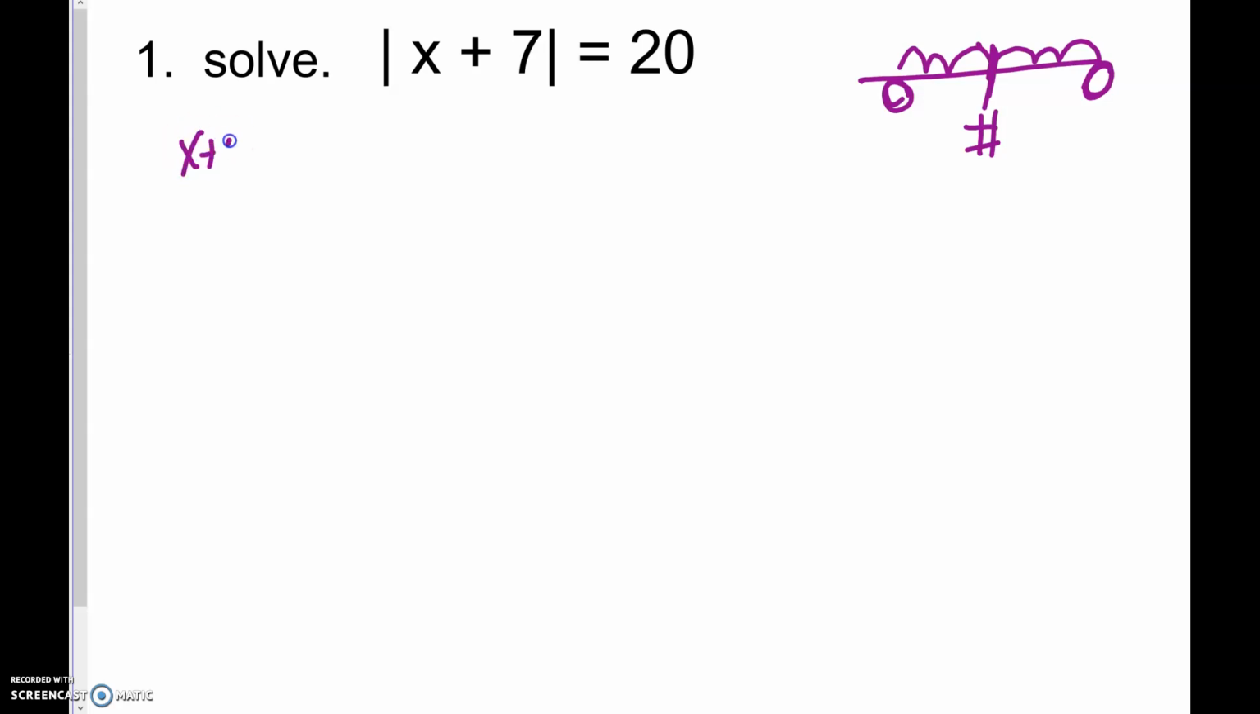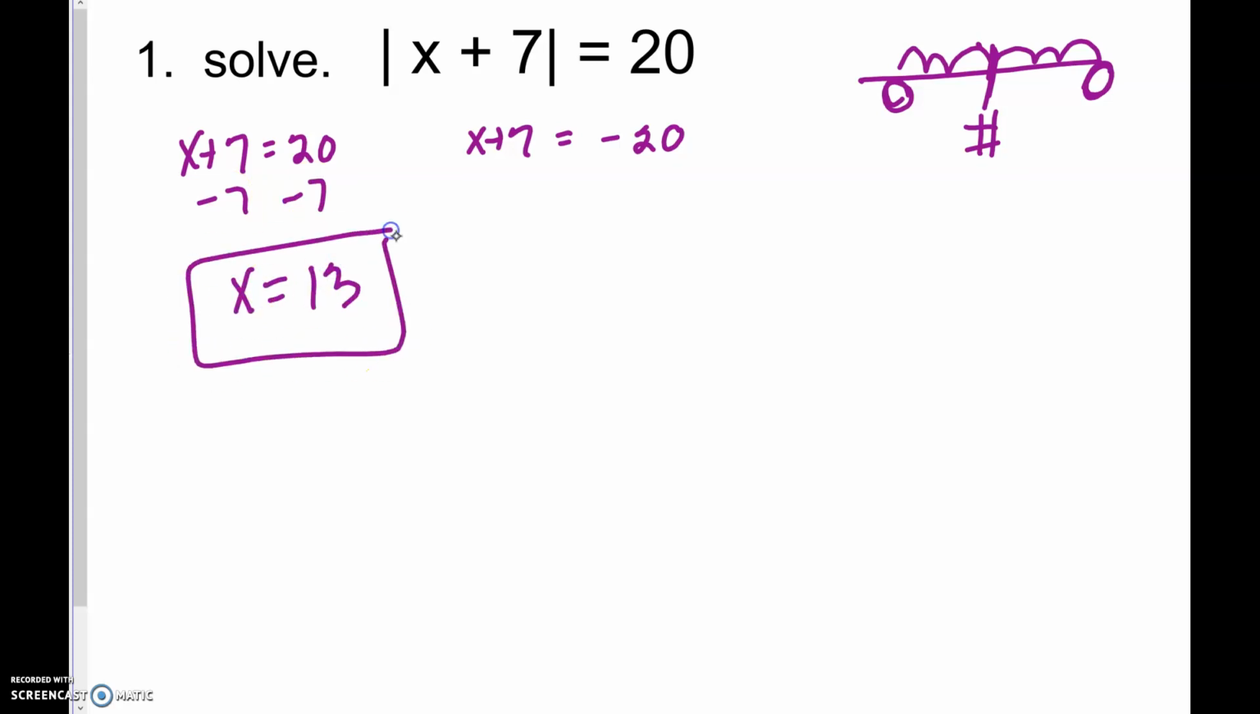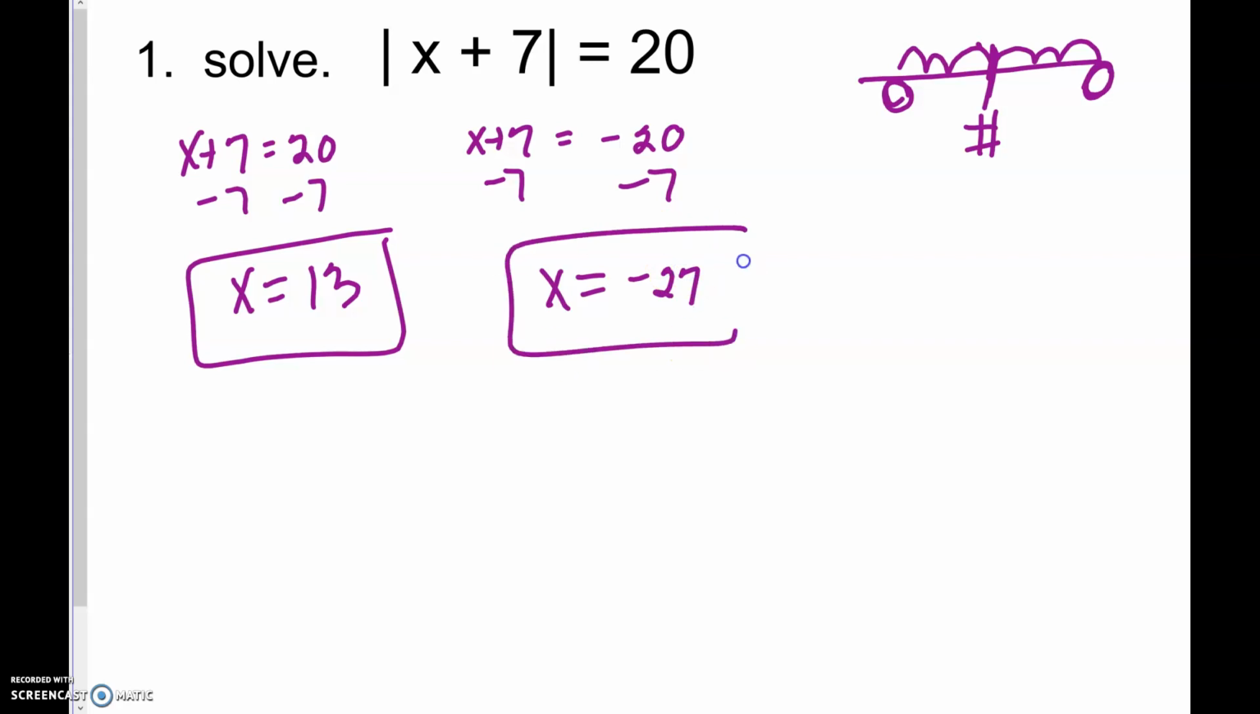So x plus 7 equals 20, and x plus 7 equals negative 20. Now we go ahead and solve these, subtract 7. So one answer is x is 13. And another answer would be if we subtract 7, make sure you guys are using your calculators. So negative 20 minus 7 is negative 27. So the two solutions to this are 13 and negative 27.